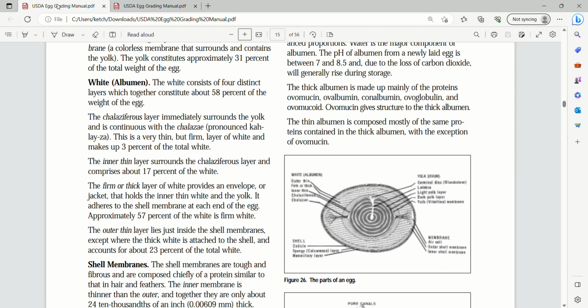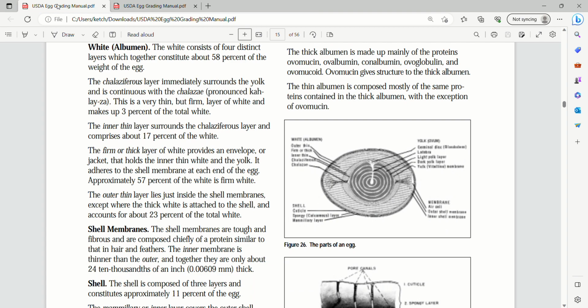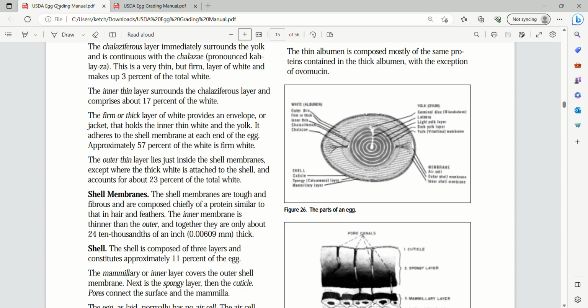Shell membranes. The shell membranes are tough and fibrous and are composed chiefly of a protein similar to that in hair and feathers. The inner membrane is thinner than the outer, and together they are only about 24 ten-thousandths of an inch thick. Shell. The shell is composed of 3 layers and constitutes approximately 11% of the egg.